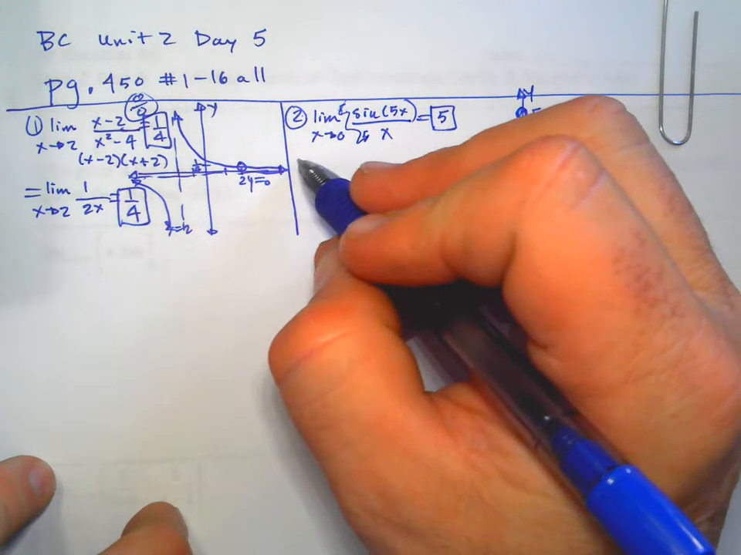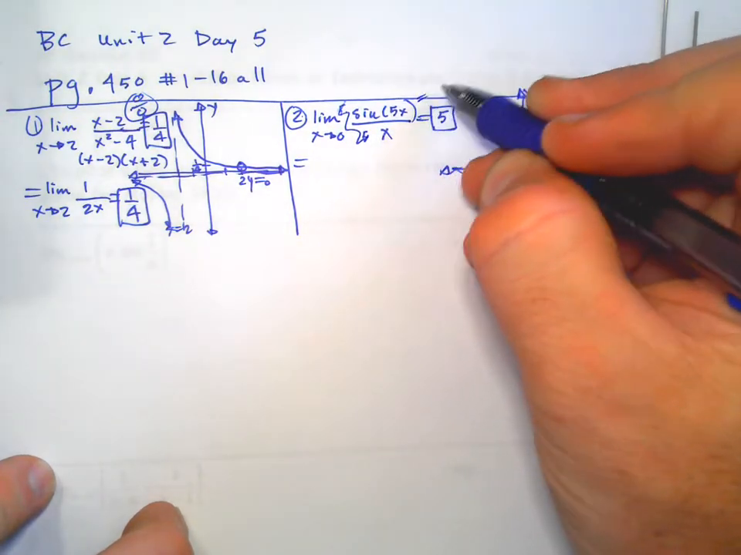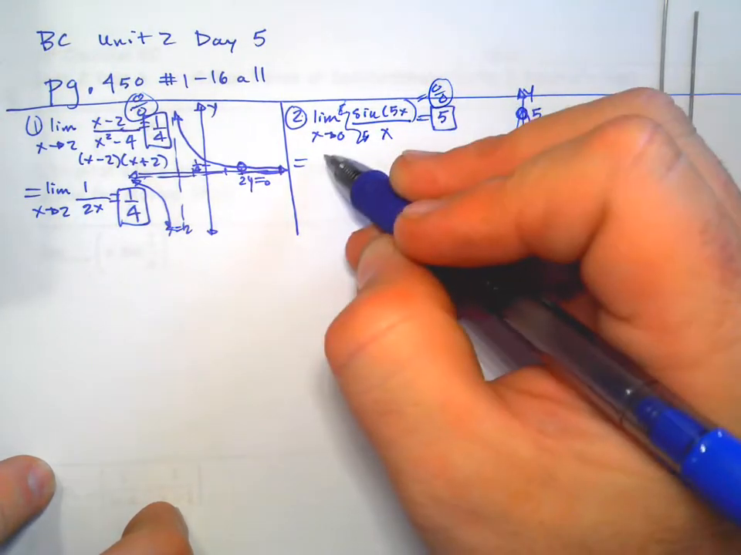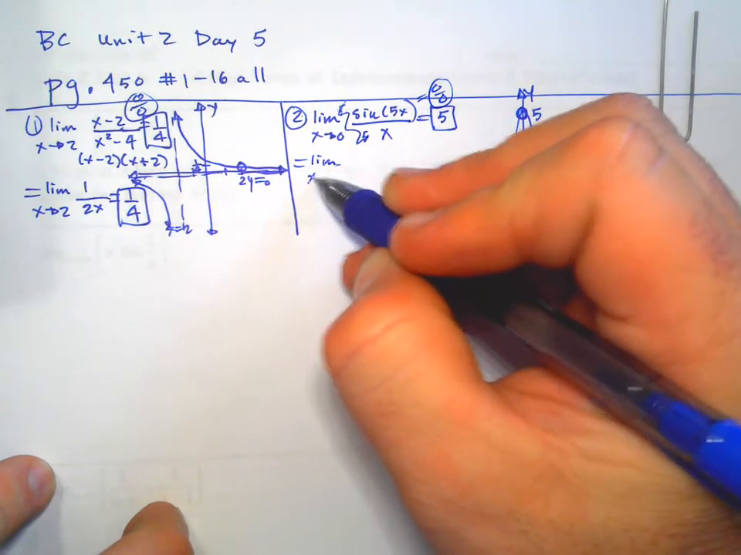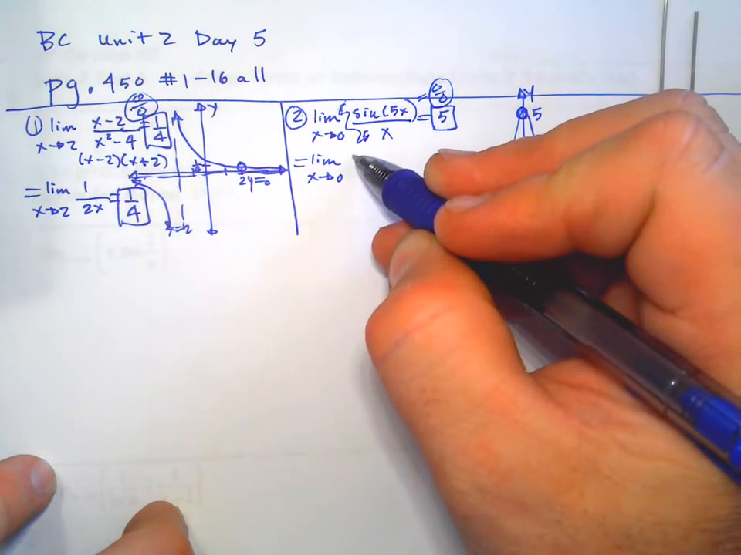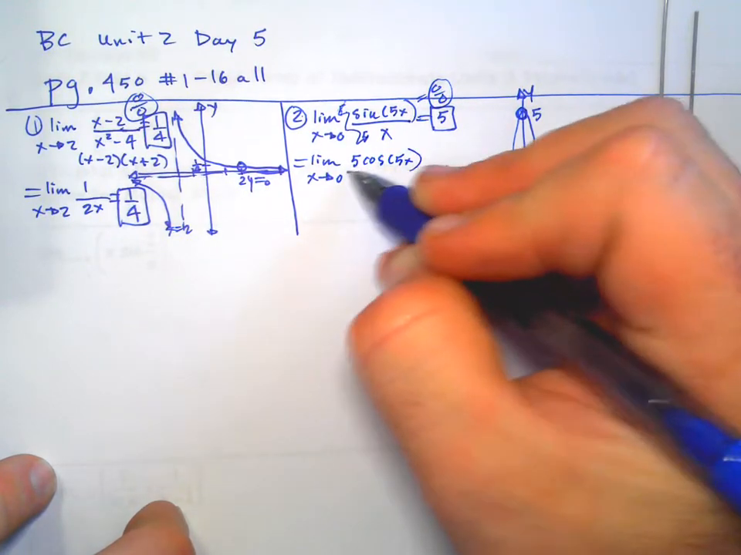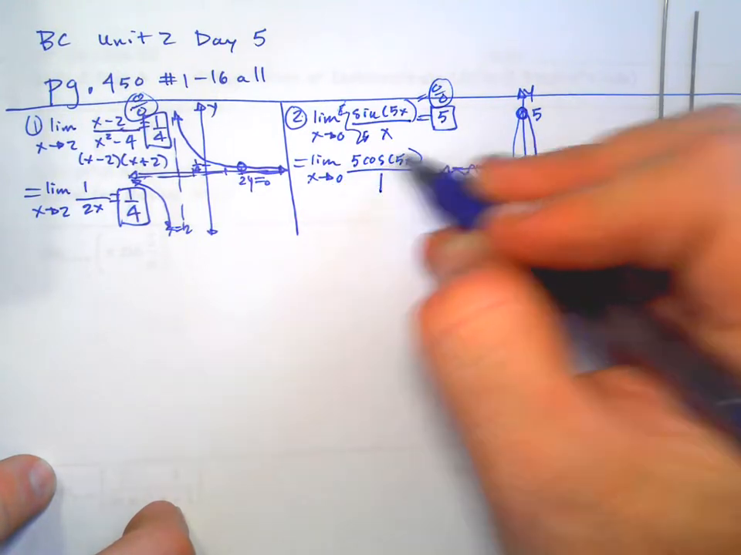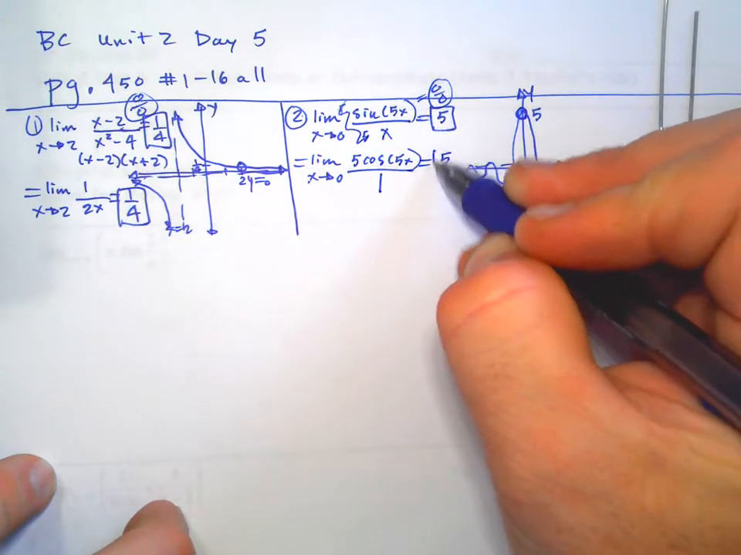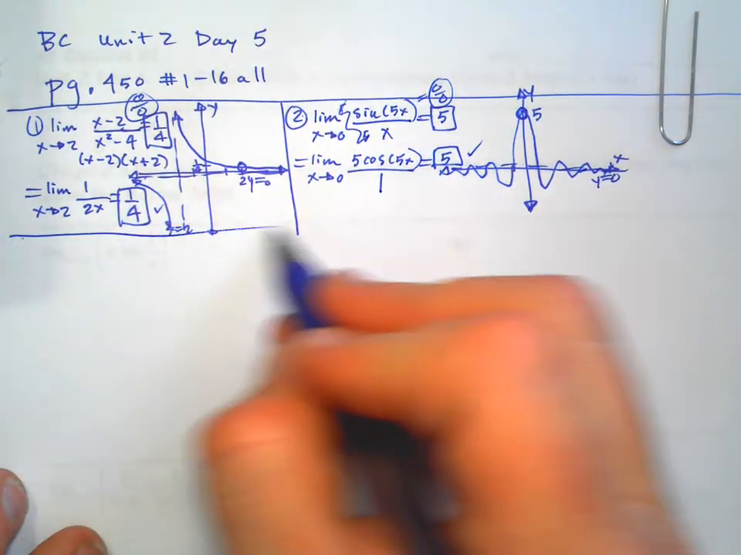Now, using L'Hopital's rule, first verify sine of 0 over 0 is 0 over 0. Okay, got it. You can't just use L'Hopital's rule whenever you want. You need to verify 0 over 0, infinity over infinity. And the derivative of this is going to be 5 cosine 5x. You do chain rule over 1. You plug 0 in. Cosine of 0 is 1. And we get 5. Okay, so that's what we're doing on these.